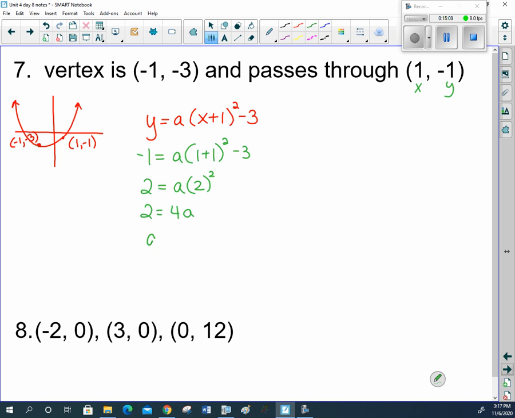Divide by the 4, so A equals 1/2. So it did turn out to be a fraction. So our final answer is y equals 1/2 times (x plus 1) quantity squared, subtract 3.